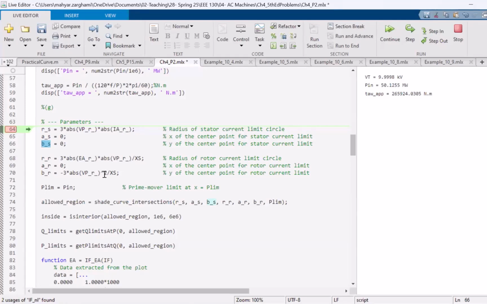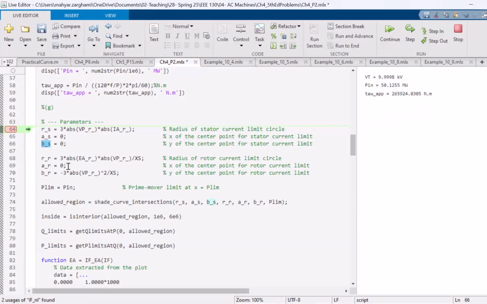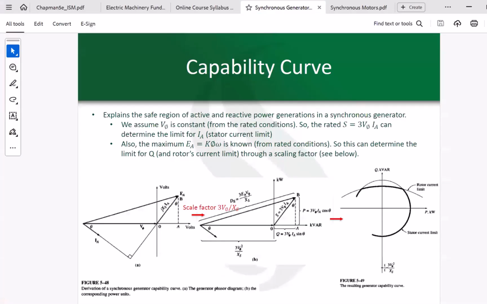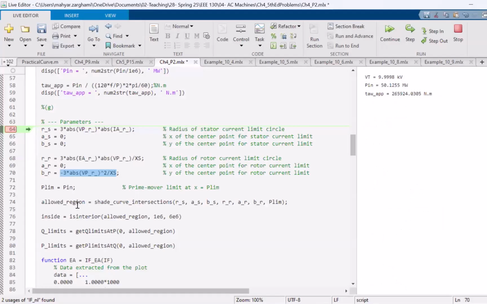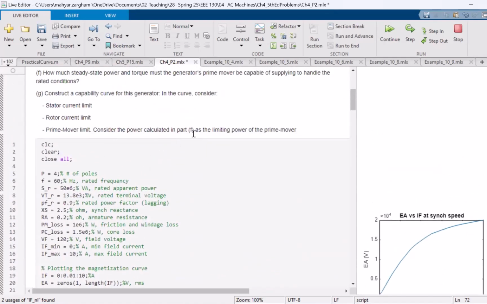Basically, your center would be at X equal to 0, but Y should be minus 3 V phi squared over XS. So this is the X 0, and this is the Y. Same value. That is here, minus 3 V phase squared over XS. This is the second circle. The third one is P limit, which we assume is equal to P in. Consider the power calculated in part F, which was the P in, as the limiting power of the prime mover.